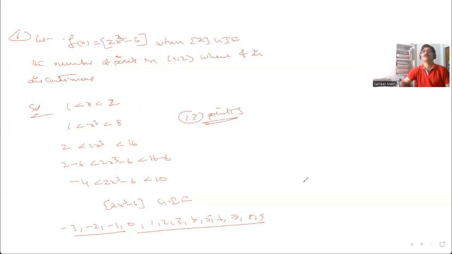In the next class, I would like to discuss discontinuity. I'll stop here. Okay, guys, I'll stop here.